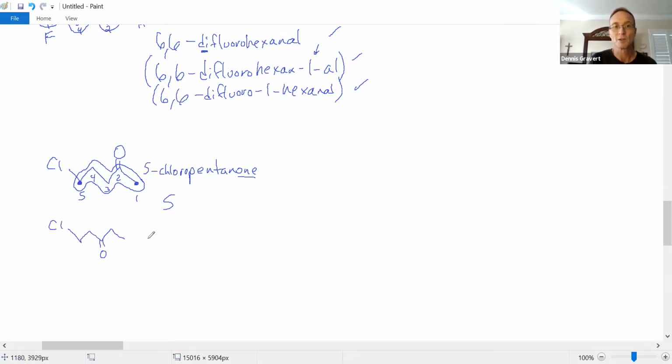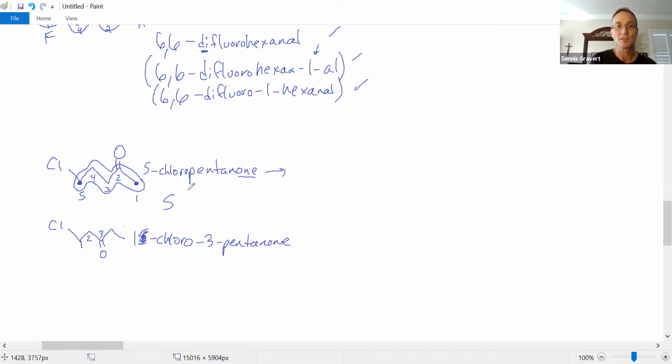The name of this molecule is still 5-chloropentanone, but this one, actually, it'd be from this end. Ooh. There's a tie. The ketone is on carbon 3, no matter which end you number from. So you break the tie by going to your first branch, which is the chlorine. So you put the chlorine on number 1. 1-chloro, 3-pentanone. Or you can put the 3 right before the one.